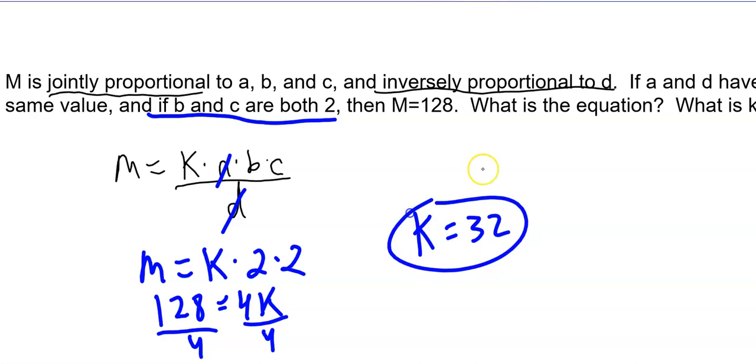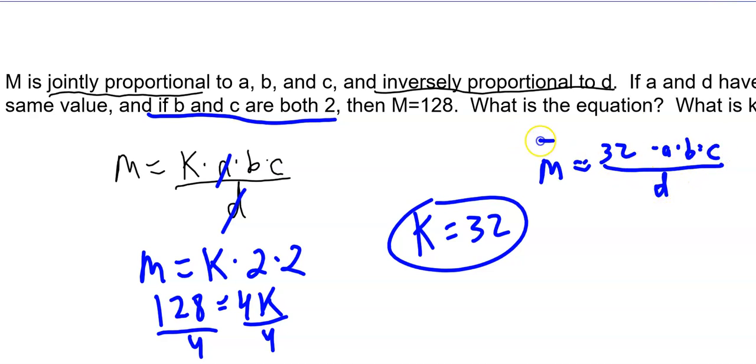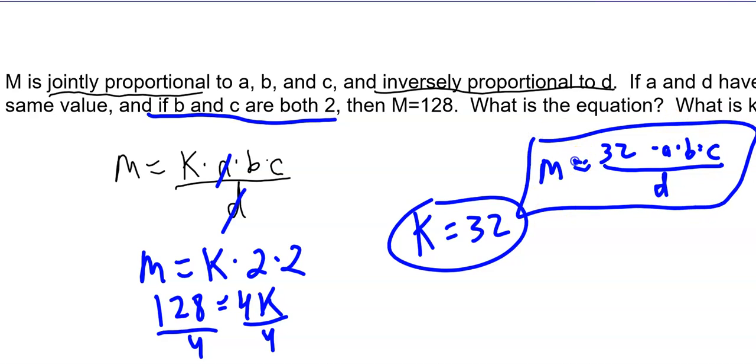Okay, so we found our value of K. What is K? What's the equation? Plug it into the function rule. So this would be M equals 32 times A times B times C all over D. They're kind of sloppy, but I think you can see it as an equal sign right there. Again, 32 is not really a variable, it's a constant. Once you find it, immediately plug it back into the equation to find the function rule. That's your lesson.